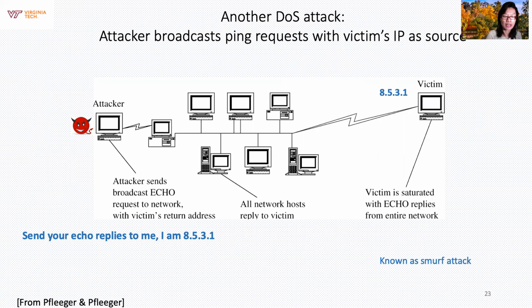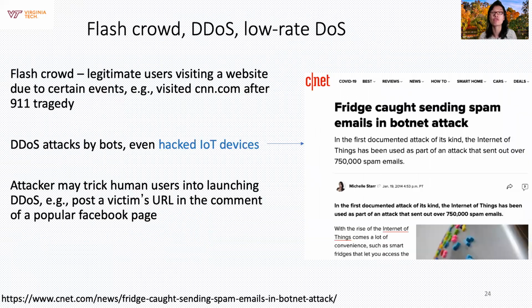There's also a broadcast mode for ping, so you just send one request, then everyone on the subnet will ping you back. And in the attack, instead of using its own IP address, the attacker uses the victim's IP address. Then all the ping responses are sent to the victim, causing a flood. And this is also known as a Smurf attack.